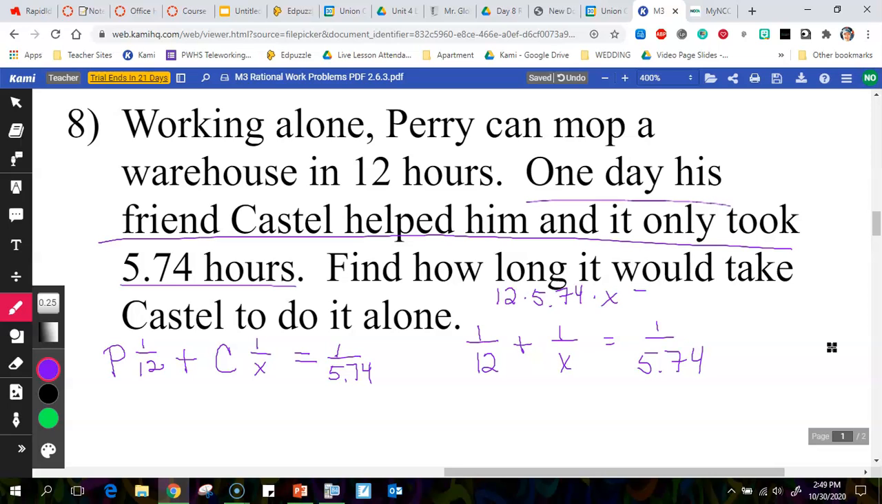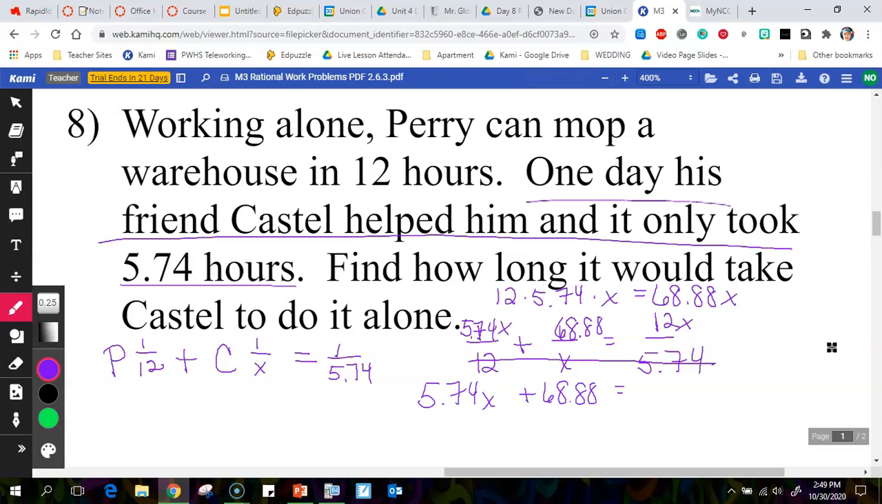$68.88. Okay, so we already know that 12 times 5.74 is 68.88. So the 12 is going to end up here. I'm going to end up marking the denominators out. The 5.74 is going to be up there, and 68.88 is going to be up there. These are both going to have x's on them. I'm just trying to shorten this a little bit. 5.74x plus 68.88 equals 12x. Subtract this.